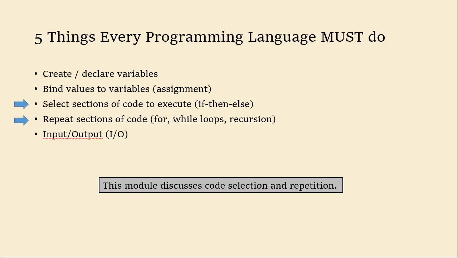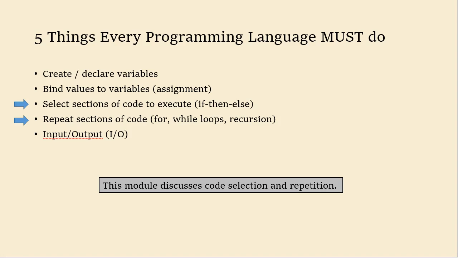Okay, there's 5 things every programming language must do. They must be able to create variables, or usually that's a declaration. So they have to be able to create or declare variables. Once they have those, they have to be able to bind values to those variables. Normally we call that assignment. Not all languages do. So you have to have some kind of a binding between the variable and the value, and that's what assignment is doing. It's causing that relationship to occur between the variable and the value.